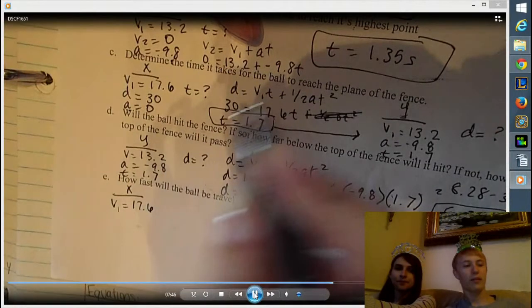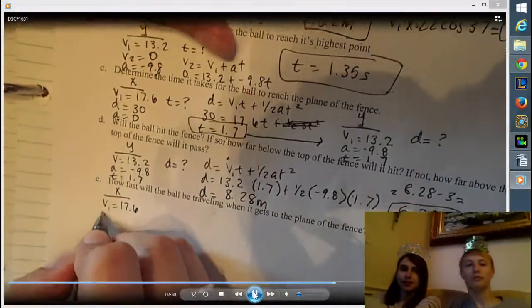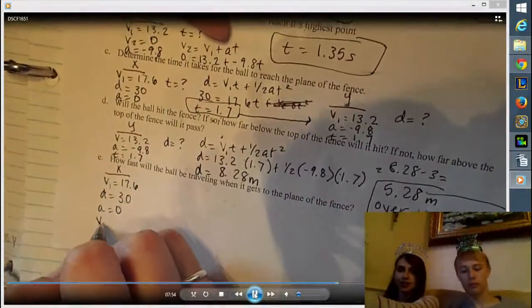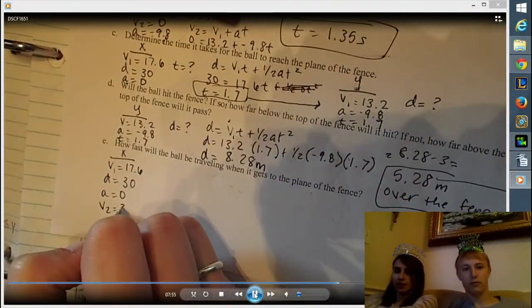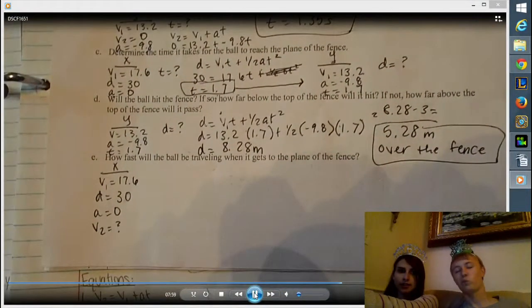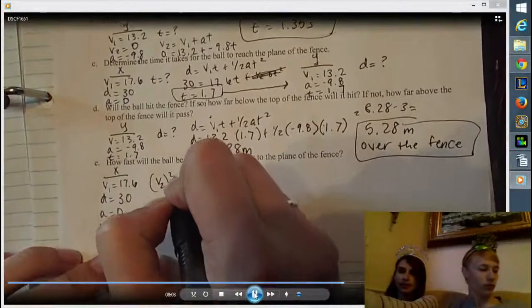So we're going to write the x components first. So v1 equals 17.6, which is still that velocity from the very first equation. D is 30, because in the x direction it goes 30 meters. A is 0, because it's a constant velocity, so it's not accelerating. And we're trying to find v2, because that'll be the velocity when it gets to the plane of the fence.